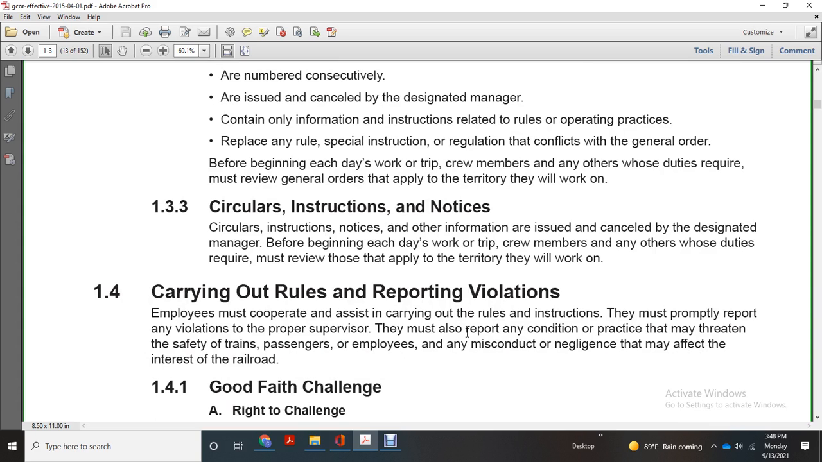14114. Carry out rules and report violations. Employees must cooperate in carrying out the rules and instructions properly and report any violation to the proper supervisor. They must also report any condition or practice that may threaten the safety of trains, passengers, or employees, and any misconduct or negligence that may affect the interest of the railroad.